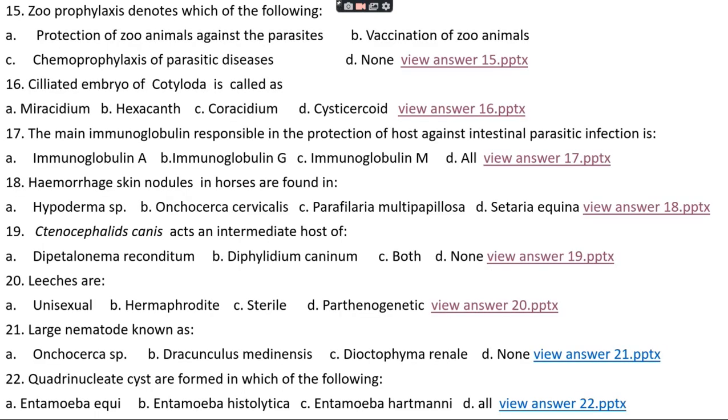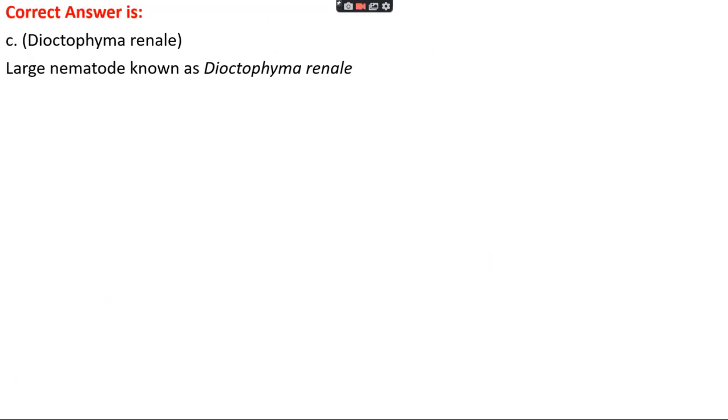Okay. Question number 21. Large nematode known as: option A, Onchocerca species, option B, Dracunculus medinensis, option C, Dioctophyma renale, option D, none. The right answer is option C, that is Dioctophyma renale. Okay, the large nematode which is known as Dioctophyma renale.